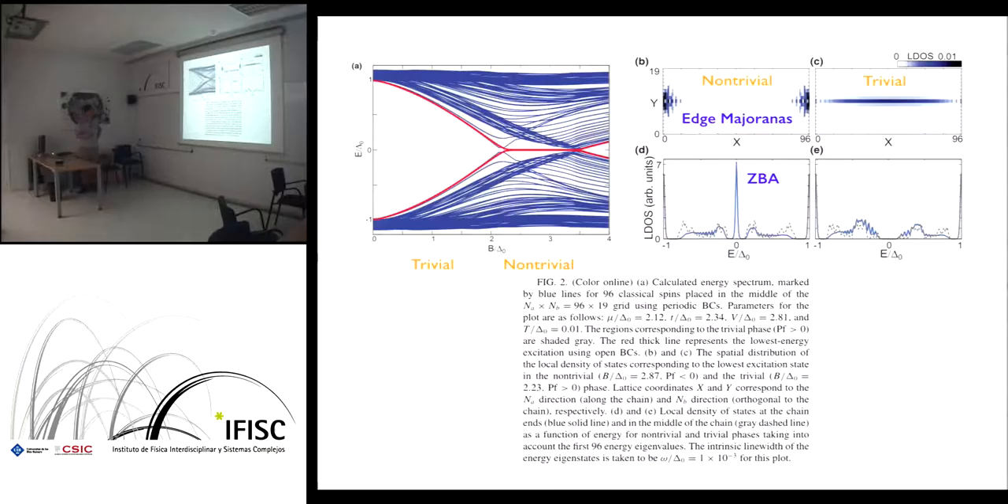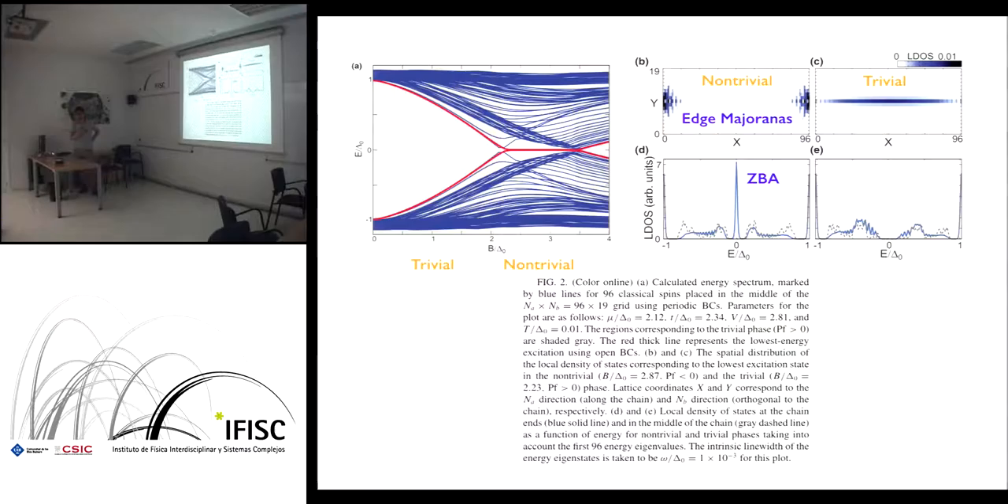This is the simulation result. As a function of magnetic field, we can distinguish the trivial region and the non-trivial region. I mean, in the non-trivial region, we can observe the Majoranas. You can see the zero energy mode here. Also, they spatially observe the position of the Majoranas. You can see well localized Majoranas in the non-trivial regions. Also, this figure shows the zero bias anomaly at the edges. When there is a Majorana, we can clearly see the zero bias anomaly.